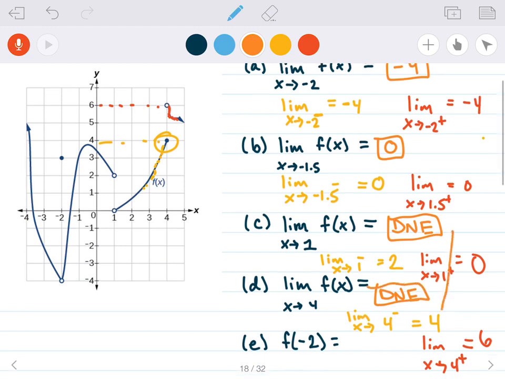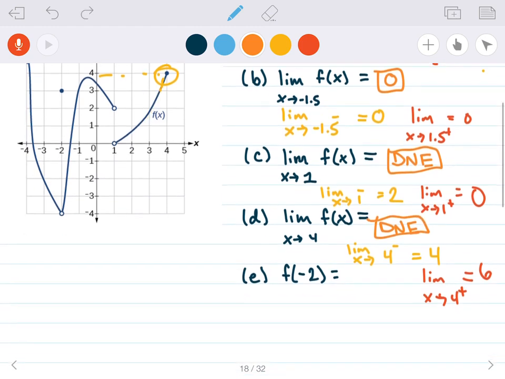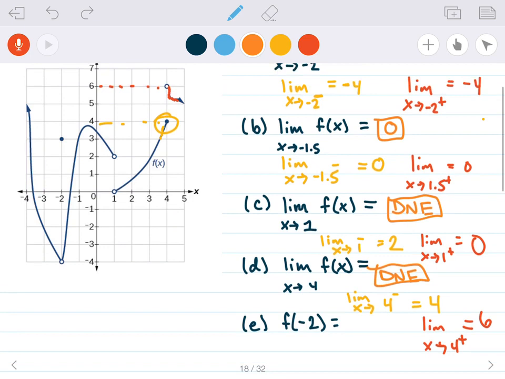Okay, the last one is to evaluate f of negative 2. So when x is negative 2, what is f of x? Well, there's actually 2 places, and which one are we going to take? We're going to take the closed dot, right? Because that's the only place it's defined, and that happens at y equals 3. So f of negative 2 is 3.